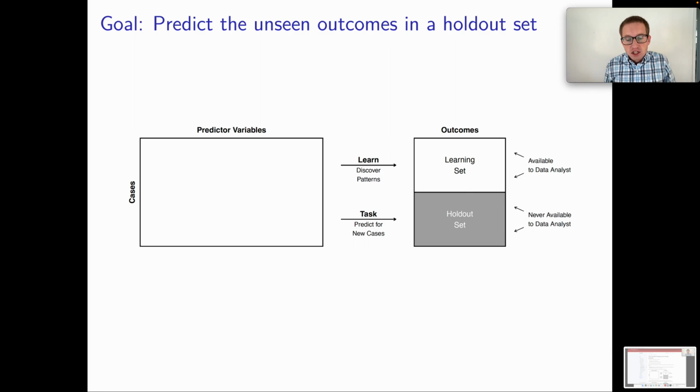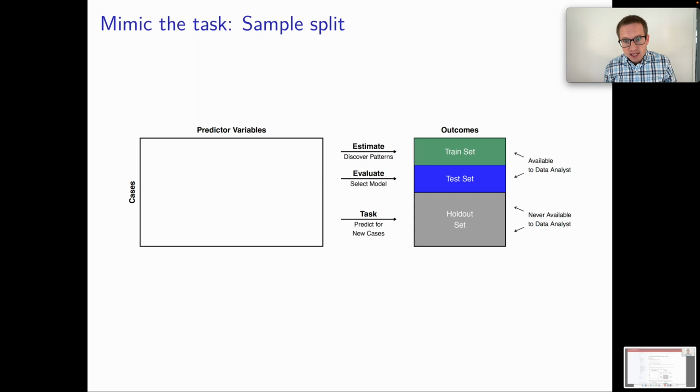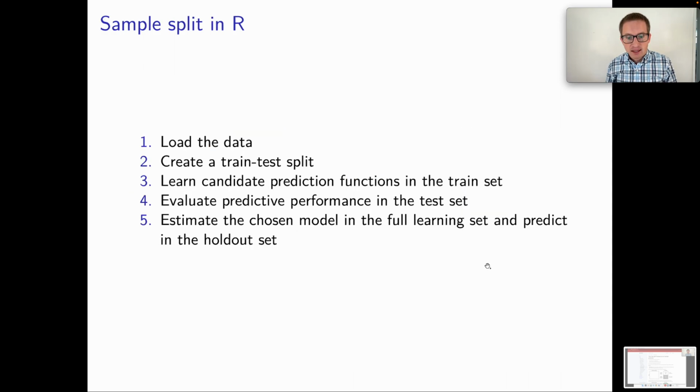So in this case, here's our task where we want to make predictions for these cases that we don't get to see. If we want to mimic that task, we might take our learning set and split it into one component that we'll call the train set and another component that we'll call the test set. Now remember, the entire learning set is available to you as the analyst, so you're going to actually use both of these sets in your analysis. You'll use the train set to discover patterns in the data, and then the test set to select which model among many candidates you're going to use when you then ultimately go to make predictions in the holdout set.